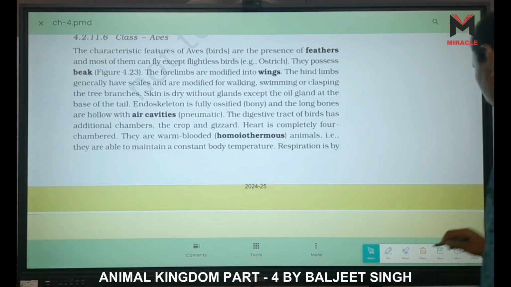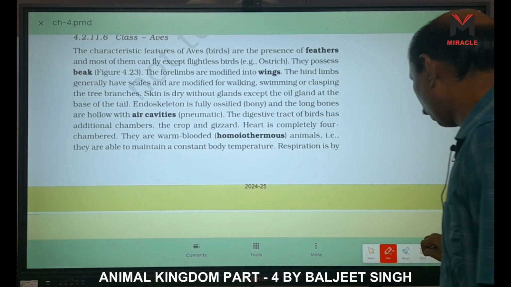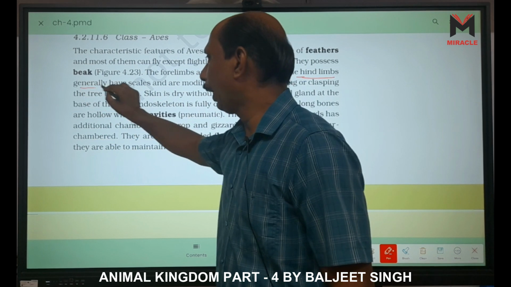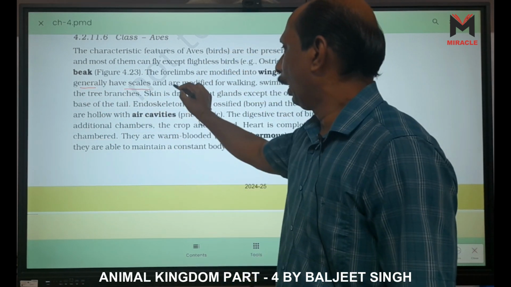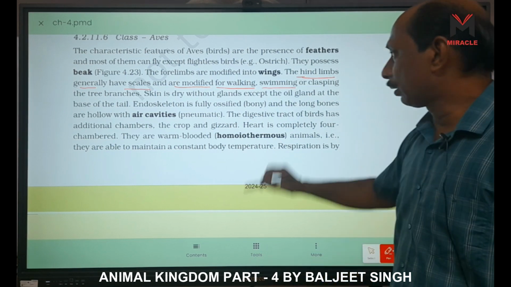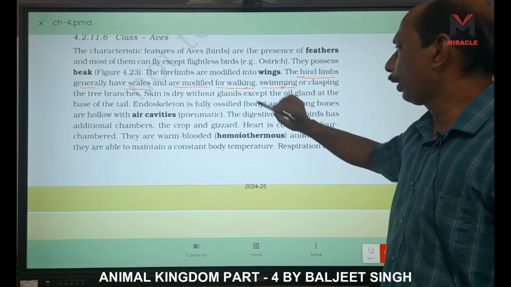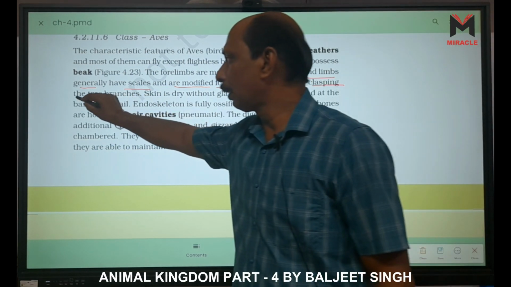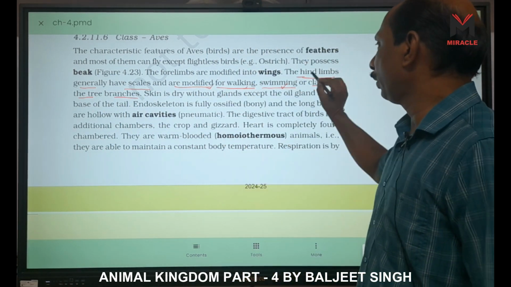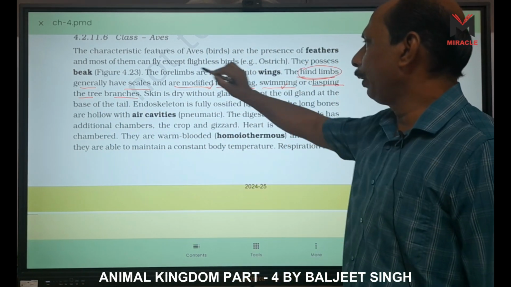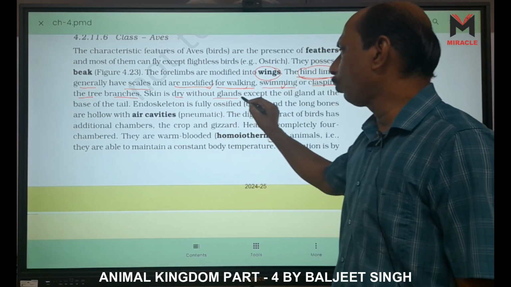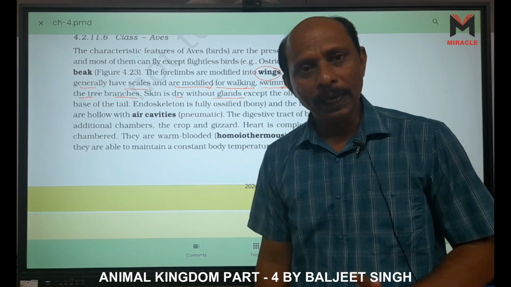Teeth are absent here. The forelimbs are modified into wings. The hind limbs, which generally have scales, are modified for walking, swimming, like in ducks, or clasping tree branches. Forelimbs are modified into wings. Skin is dry, and no gland is present.